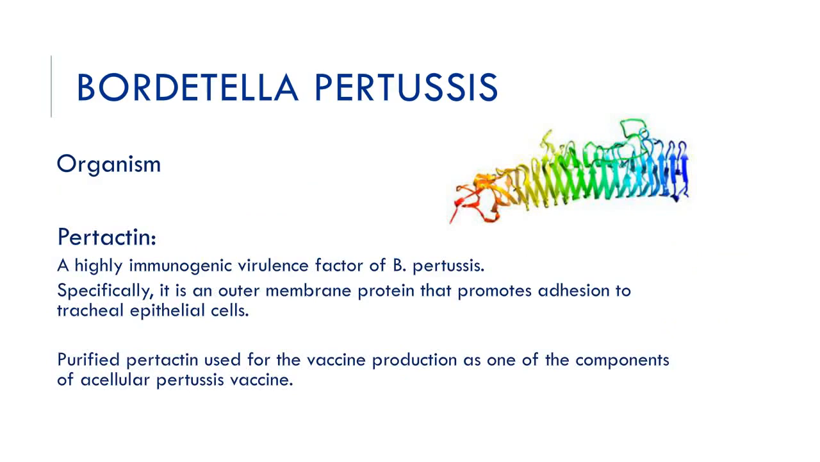Now, pertactin I mentioned as one of the virulence factors for Bordetella pertussis, and pertactin is a highly immunogenic virulence factor of this organism. Specifically, its function is that it is an outer membrane protein of the organism that promotes adhesion of the organisms to the tracheal epithelial cells. And a purification of pertactin is actually used in vaccine production as one of the components of the acellular pertussis vaccine.